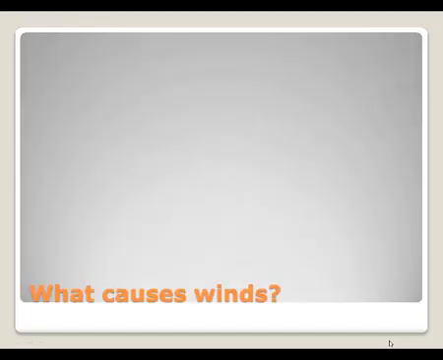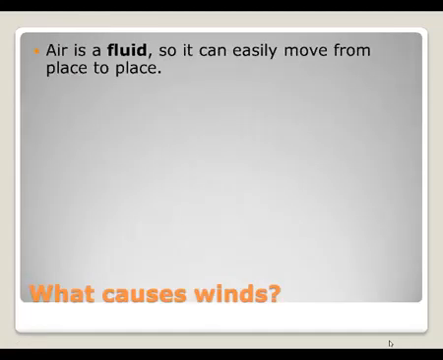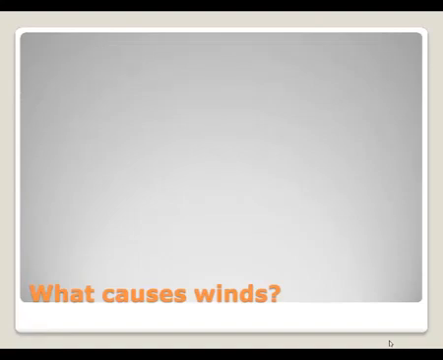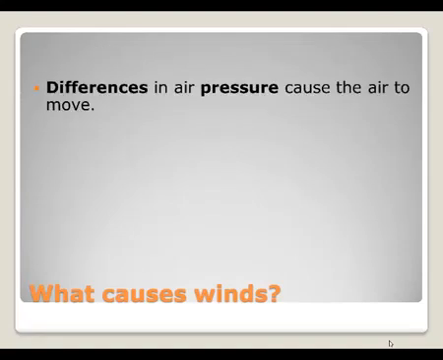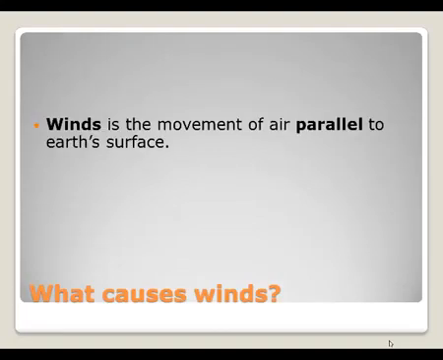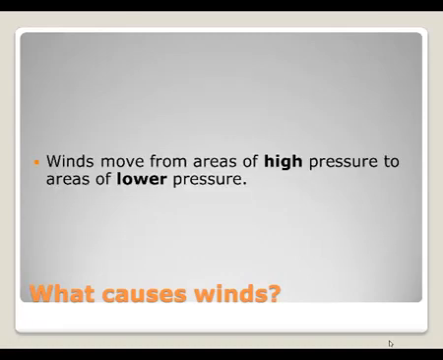Winds. What causes them? Air is a fluid, so it easily moves from place to place. Differences in air pressure cause that movement. Wind is the movement of air parallel to Earth's surface. Wind moves from areas of high pressure to areas of low pressure.